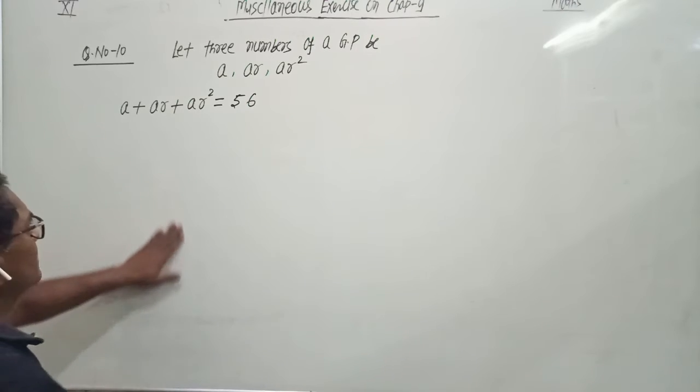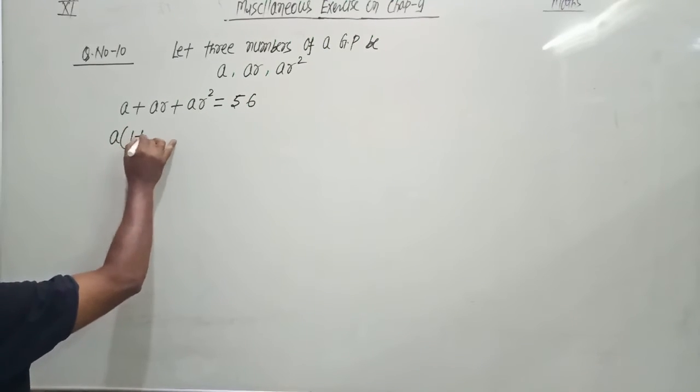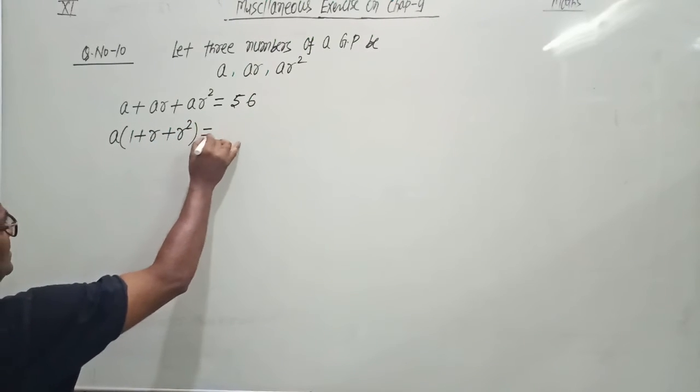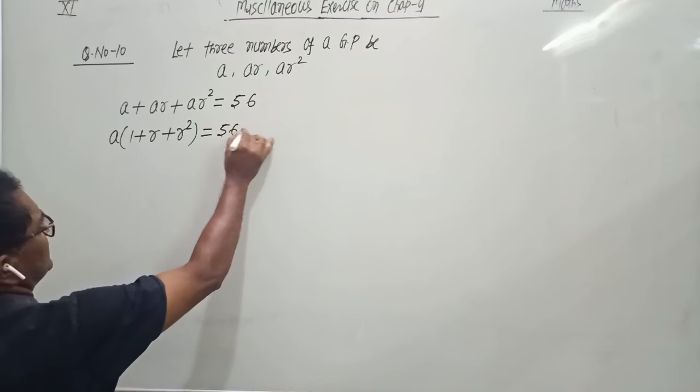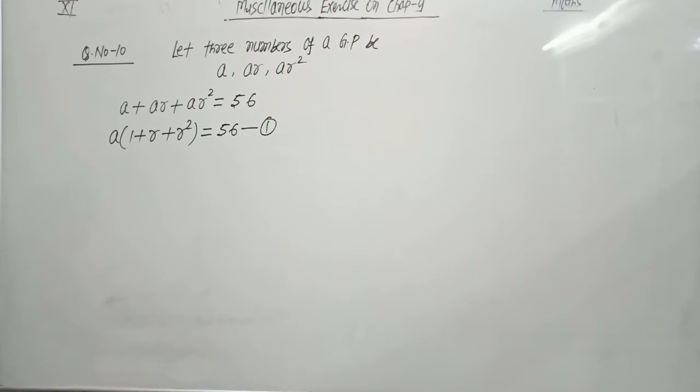From these three terms, A is taken common. So we get A times 1 plus R plus R square equals 56. First number equation. The sum of three terms is 56.